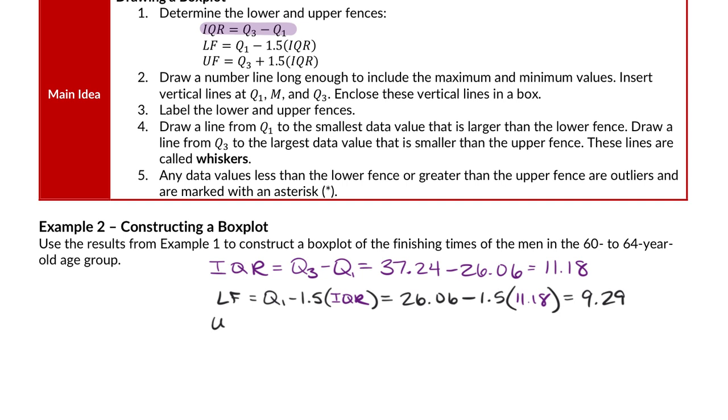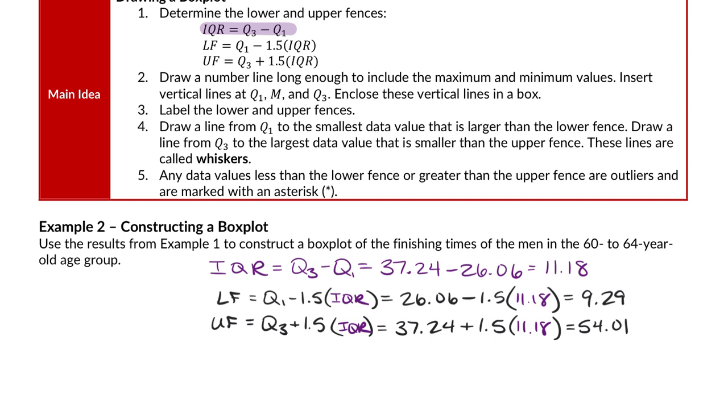We compute our upper fence using the other formula. Upper fence, which is quartile 3 plus 1.5 times that IQR that we found, the interquartile range, which would be 37.24 plus 1.5 times 11.18, which is 54.01. We followed that computation. I know I didn't give you time to actually type it in, but we get it, yes? Theoretically?